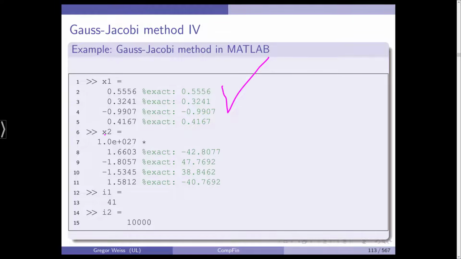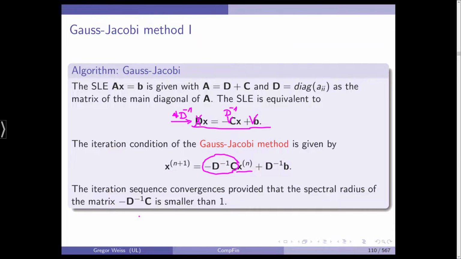In the second case, we have x2, which is 10 to the power of 27, and this is completely off. And we can easily see what happens. First, we only need 41 iterations in the first case for the first system of linear equations, and we've run out of iterations in this case, and the algorithm just stopped way before converging. And you can guess what the reason for this is.